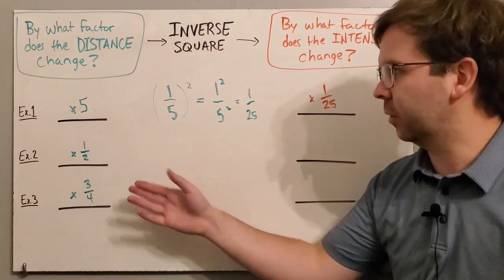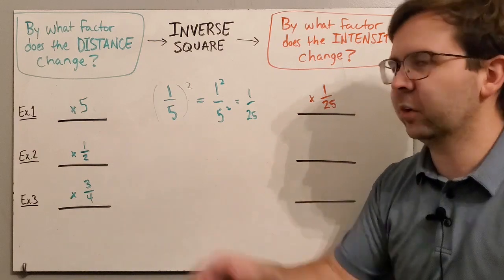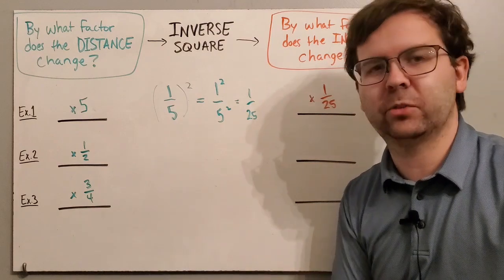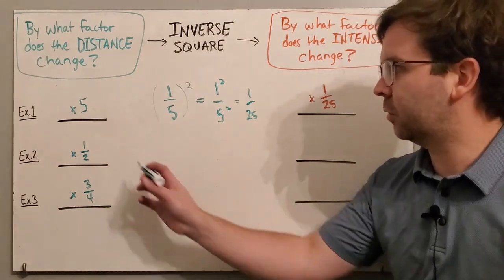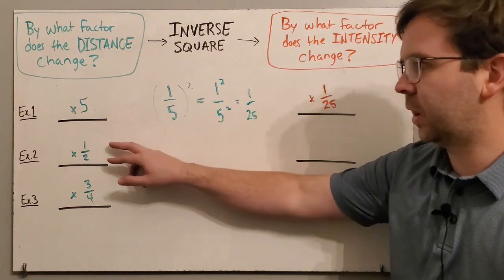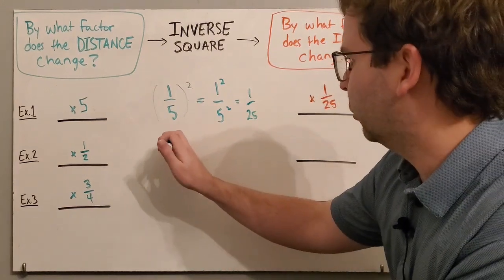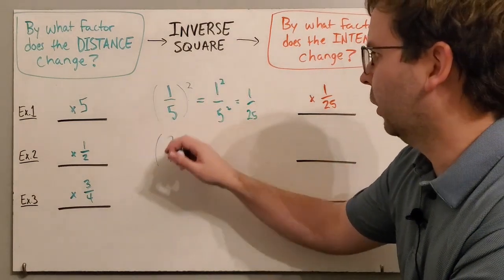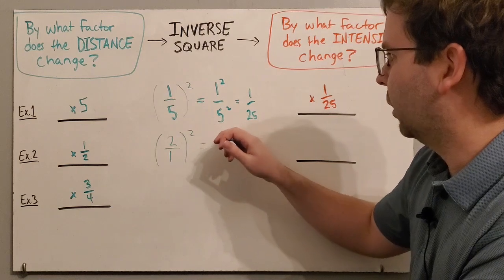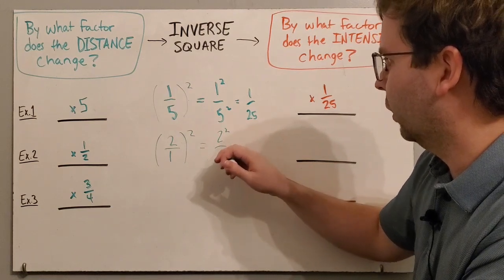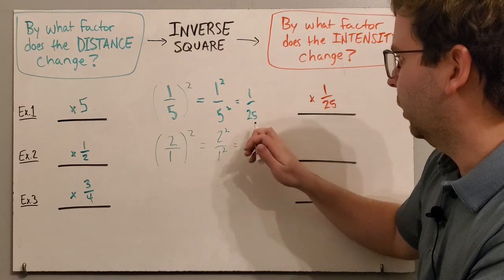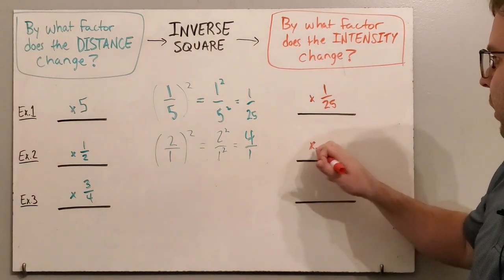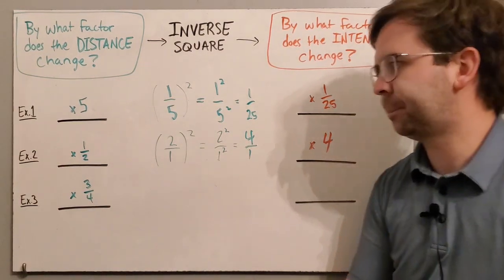Let's do another one just to make sure it makes sense here. So let's say your distance actually goes down, you get closer. So you have half the distance to the source. Do the inverse square of 1/2. So you're going to take the fraction and invert it again. So it'll become 2/1. And it's called the inverse square. So we square it. So that becomes 2 squared over 1 squared, which would just be 4/1. And so you have the intensity goes up by a factor of 4.